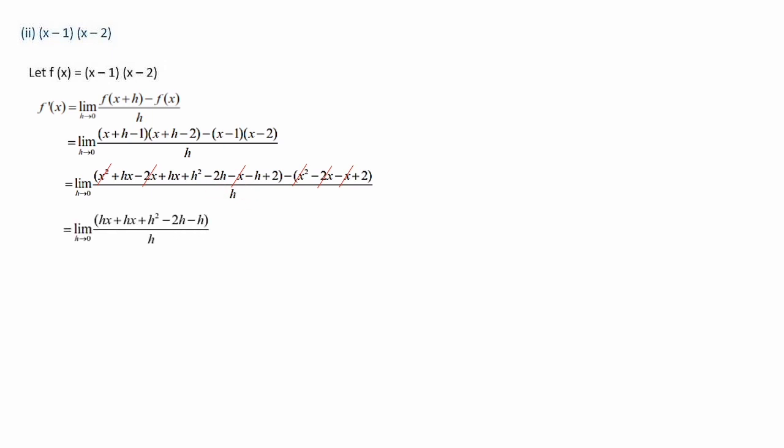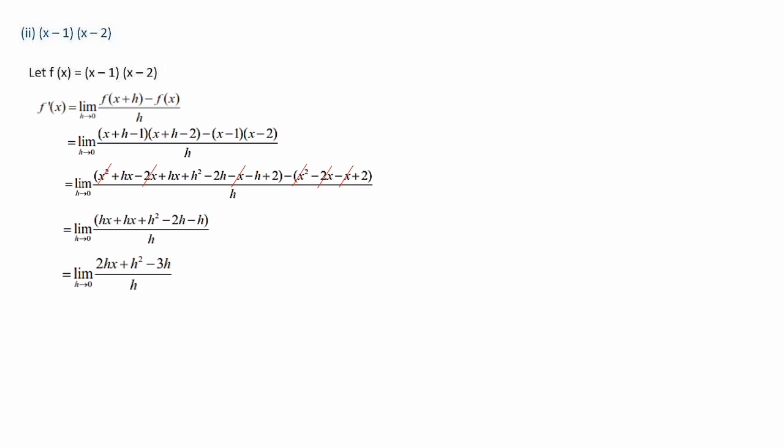So the balance we can pick and write, limit h tends to 0, here there is hx written, here there is one more hx, that is also written, plus h square, it's here, minus 2h, that is here, then this plus 2 cancelled, and there is one more term, that is minus h, that is the balance, it is written here, divided by h. That is limit h tends to 0, hx plus hx is 2hx, then h square minus 2h minus h, that is minus 3h, divided by h.